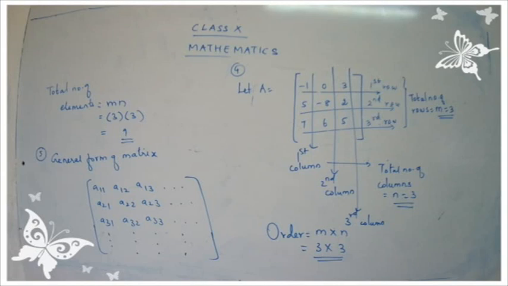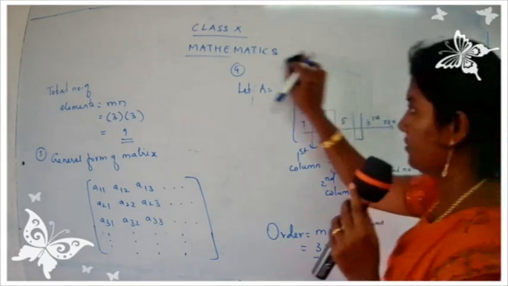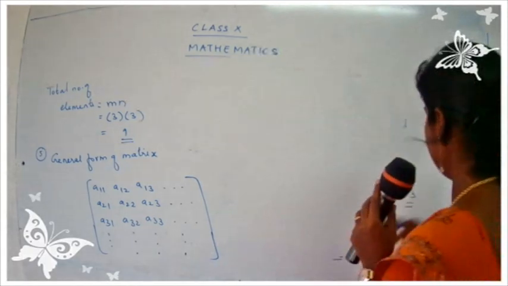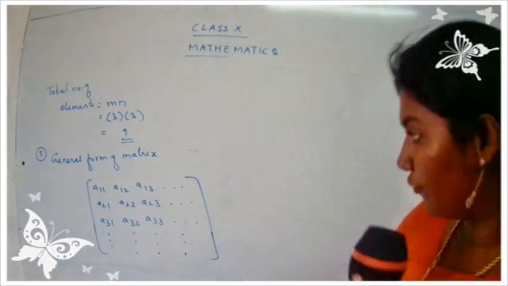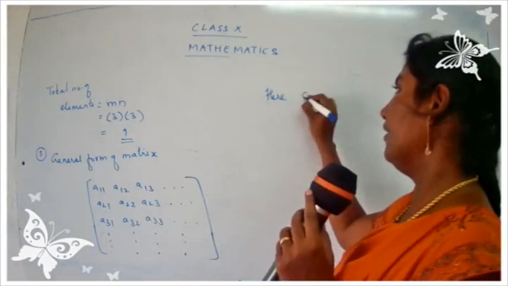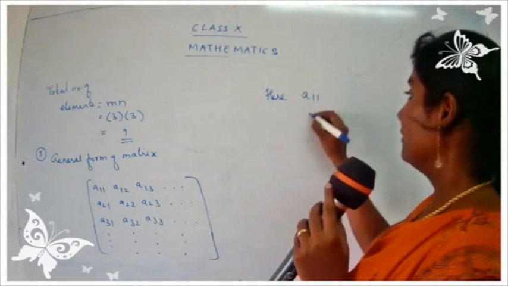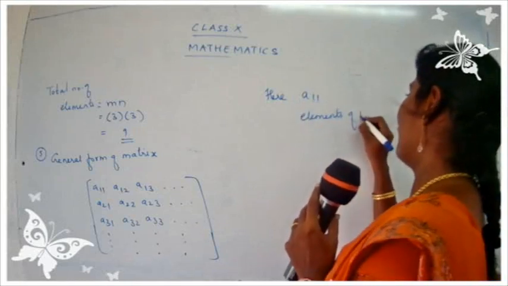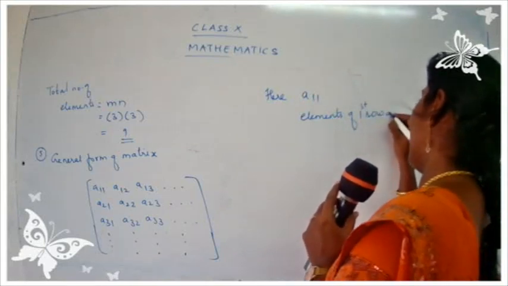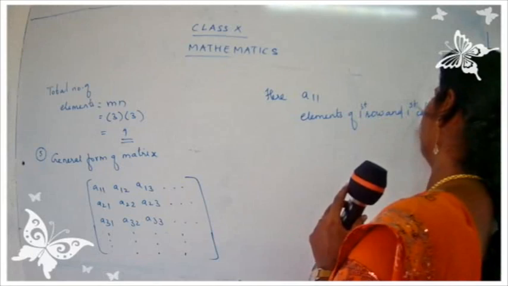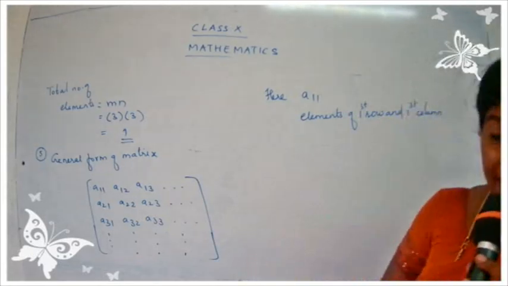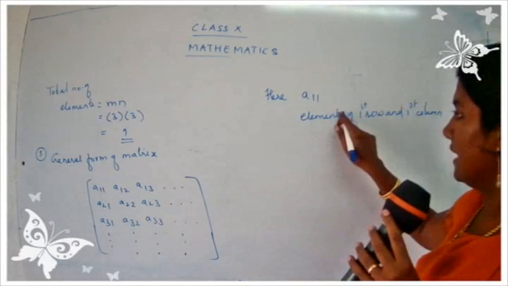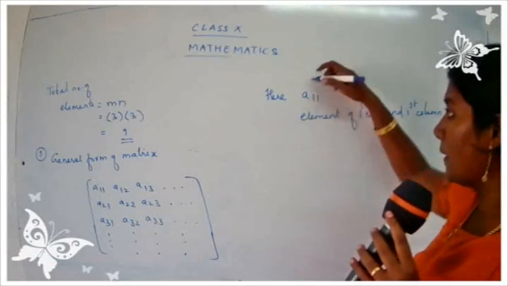I hope you have taken down the fourth point. Let us go for the further. I'll just wrap this part, children. I hope you would have taken down this. So now here I'll just explain to you a few parts. For example, here A11. What is the meaning of A11? Element of first row and first column. What is the meaning of A11? Element, not elements, element of first row, first column.